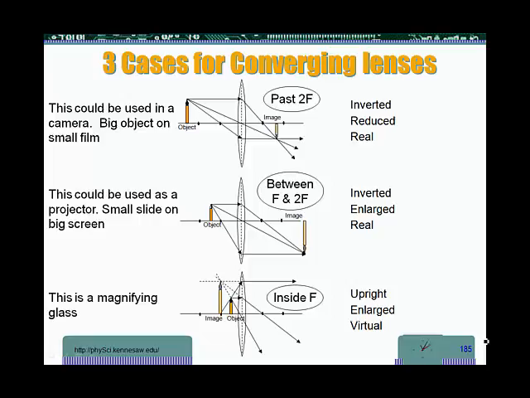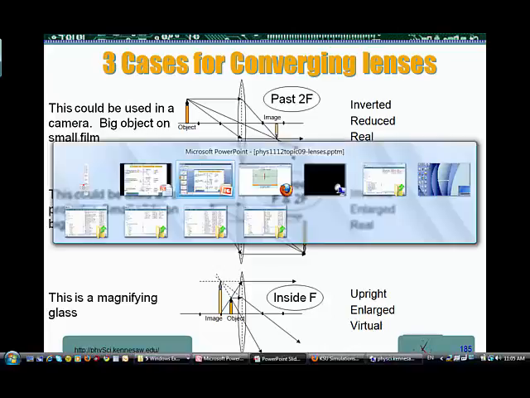Let's summarize what we can get from a converging double convex lens. It does not have to be double convex, but it has to be convergent. Okay, to do that, let's go back to the simulation.